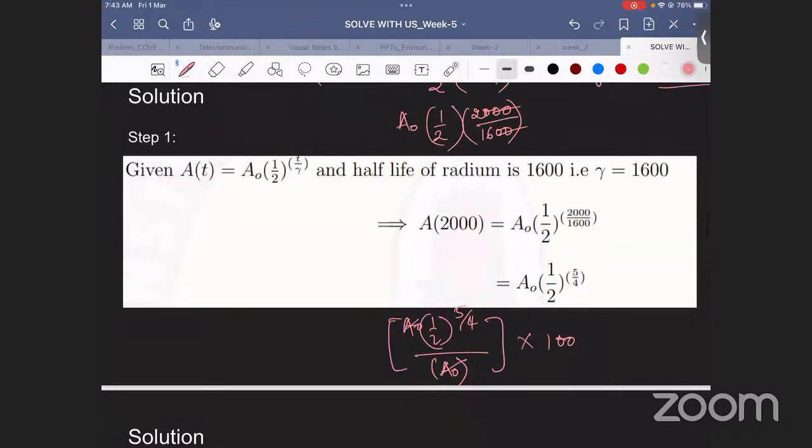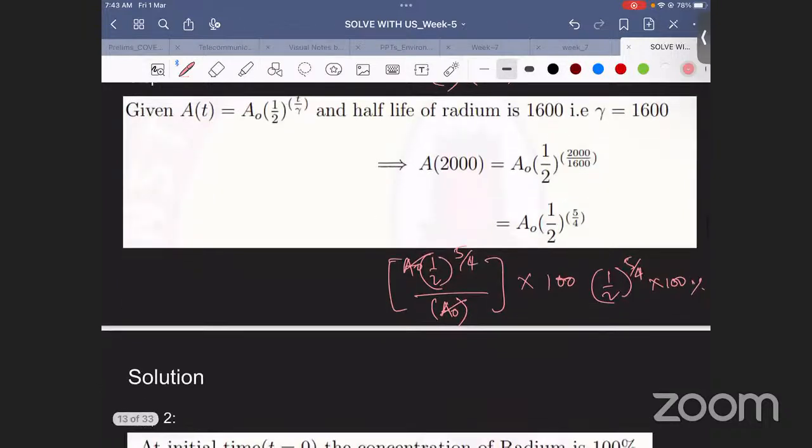So this a naught will get cancelled, and then you will be left with 1 upon 2 to the power 5 by 4 into 100%. I guess that will be around 42%.